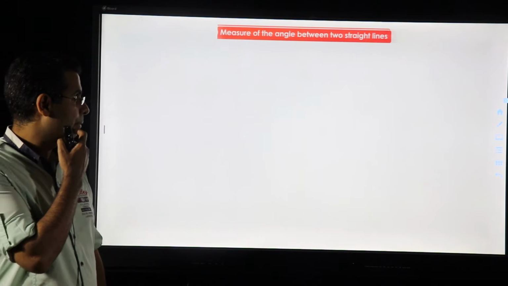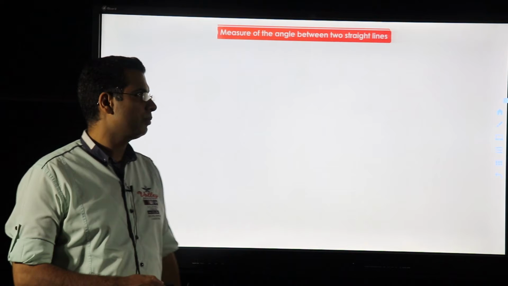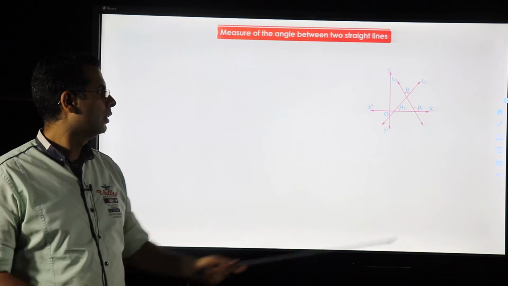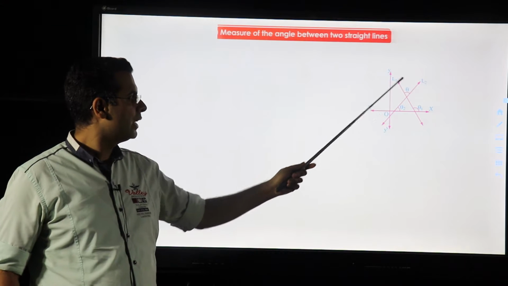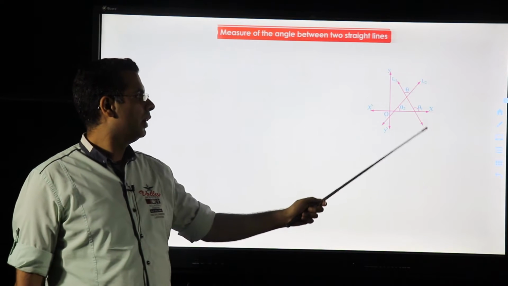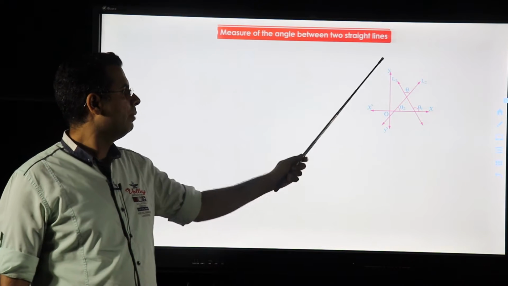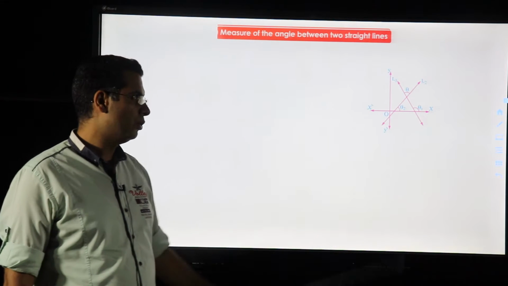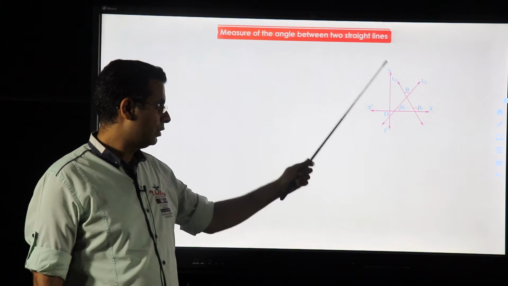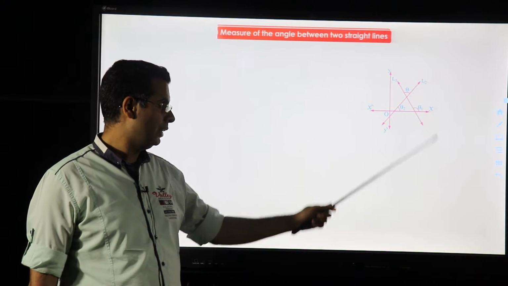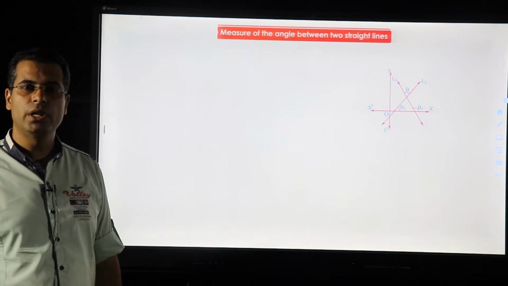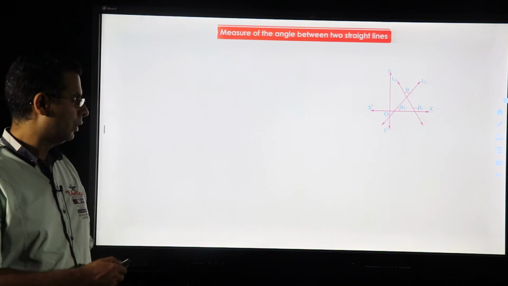The first lesson is the measure of the angle between two straight lines. If we have two straight lines, L1 and L2, and we want to find the measure of the angle between them, then we must have M of L1 and M of L2, which are the slopes of L1 and L2. We find the slopes to find theta, which is the angle between L1 and L2, by using this rule.